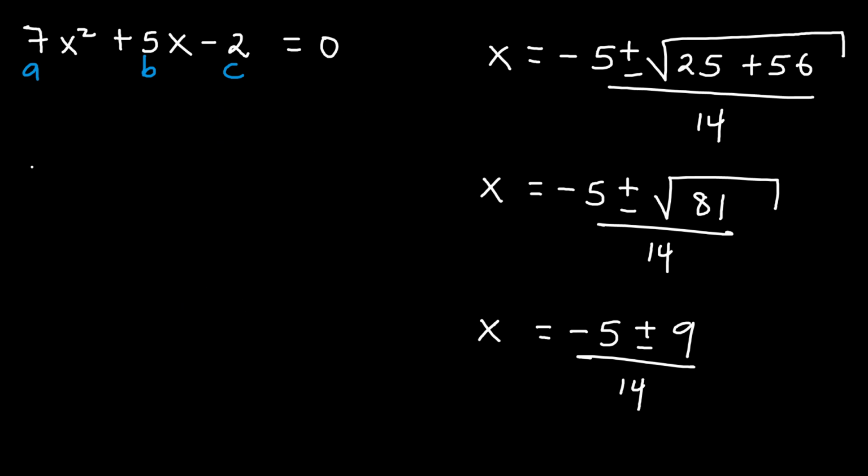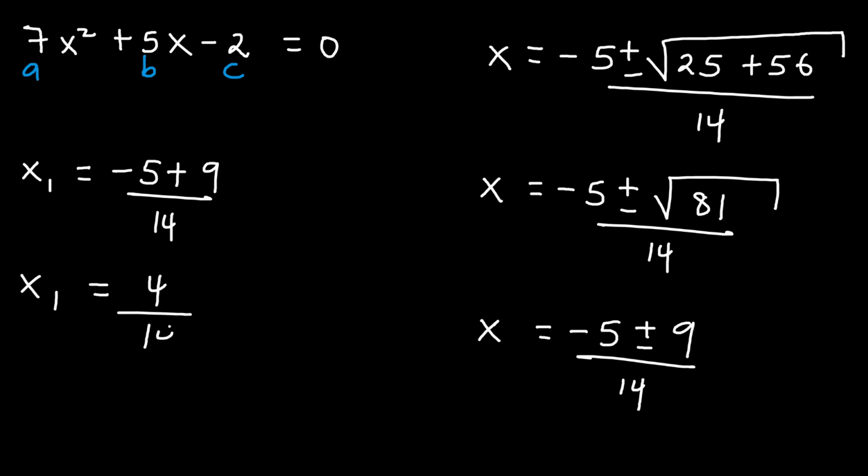So the first value of x, which is x1, this time we shall take the plus sign, so we shall have negative 5 plus 9 divided by 14, and so x1 will be equal to negative 5 plus 9, which is 4, divided by 14. Now 4 and 14 are both divisible by 2. 4 divided by 2 gives us 2, and 14 divided by 2 gives us 7. Therefore x1 equals 2 divided by 7.